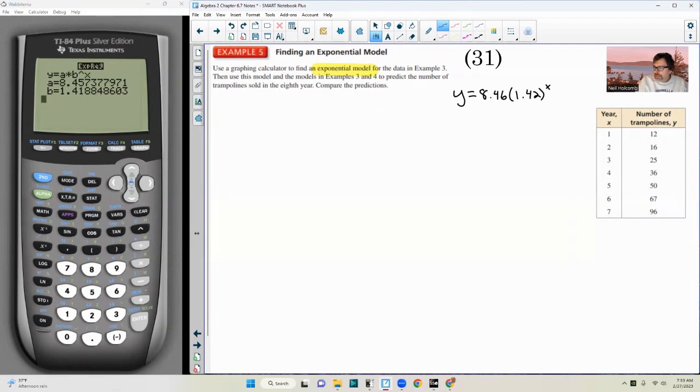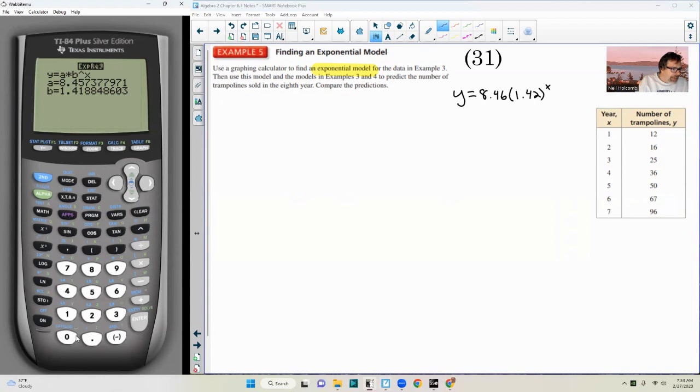Example 5, and it is 8.46 times 1.42 to the x. That's the regression model. Okay, so in the book, they're showing a few things. Now, the other thing I wanted to mention to you here is how do you know if this is a good fit? Well, if you press the second button and you look at 0, see the catalog in blue here?